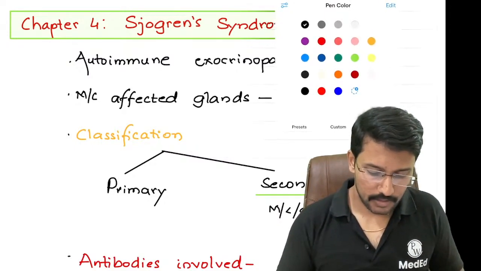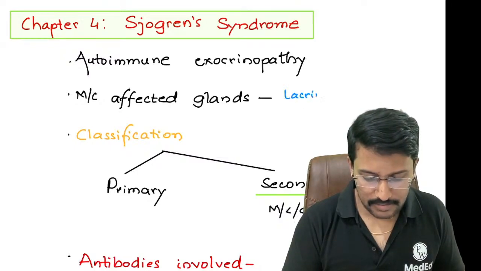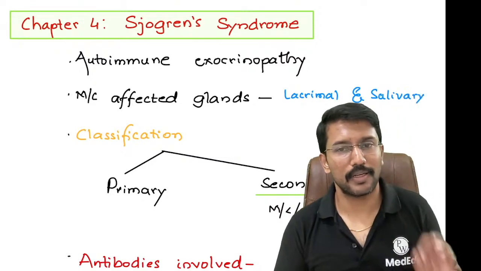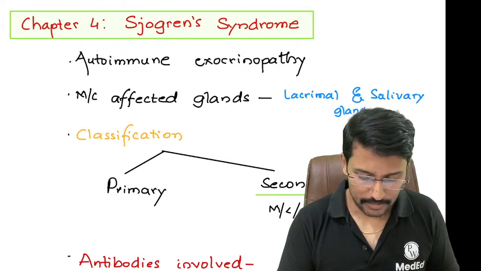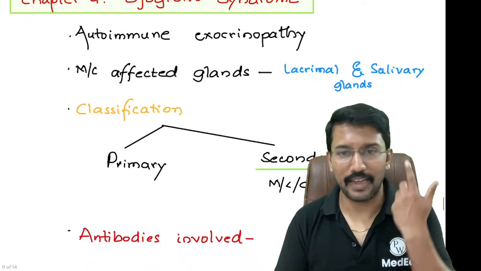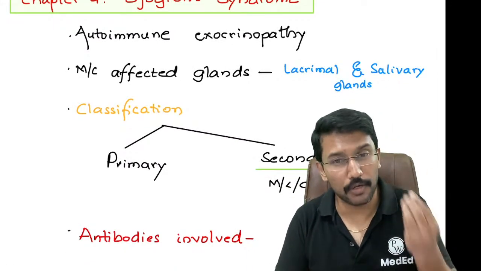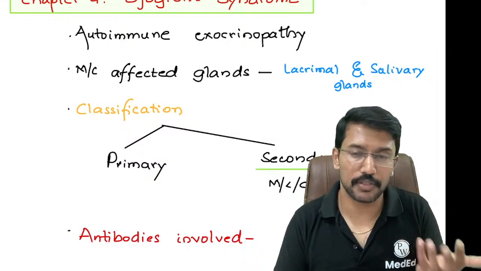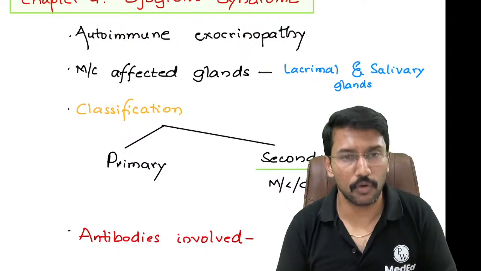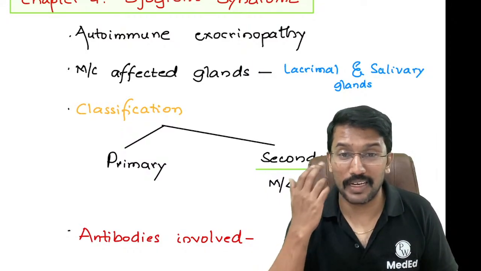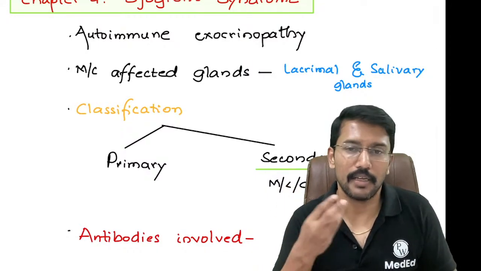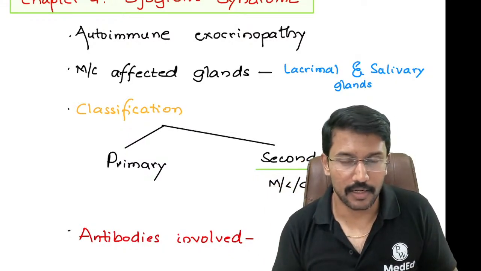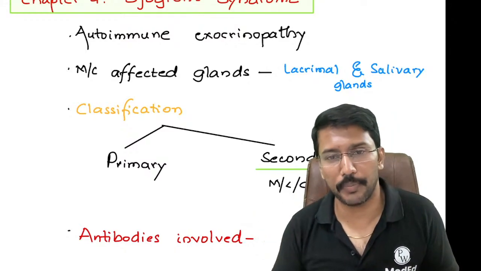What are the most commonly affected glands? It is the lacrimal glands and the salivary glands. Lacrimal and salivary glands are the most commonly affected exocrine glands. So if I have involvement of the lacrimal glands, right? What is the main function of the lacrimal glands? Production of tears. So tear production will stop. If I have involvement of the salivary glands, saliva production will be reduced. So these patients will typically come to the hospital saying that my eyes feel dry, my mouth feels dry, I have difficulty in chewing and eating food, and because of my dry eyes, I feel a gritty sensation. That is going to be the usual presenting complaint.